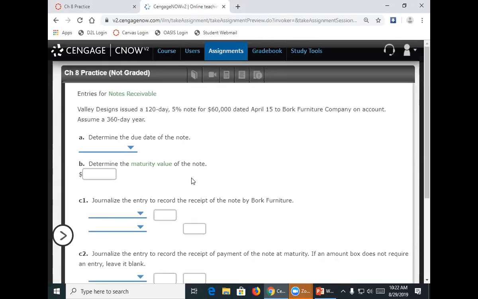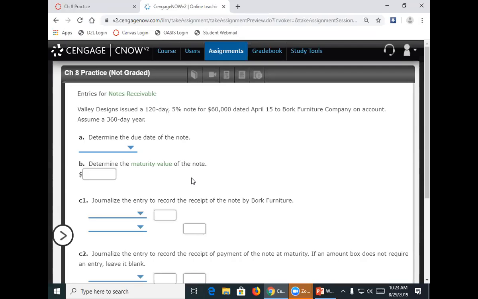So the first thing it wants to do is determine the due date of the note. It was issued on April 15th. How many days are there in April? 30 days, good. So April has 30 days, and it was issued on the 15th, so there's 15 days left in April. We get to go all the way to 120. Then we have May, which has 31 days, good. So now we're at 46 days.